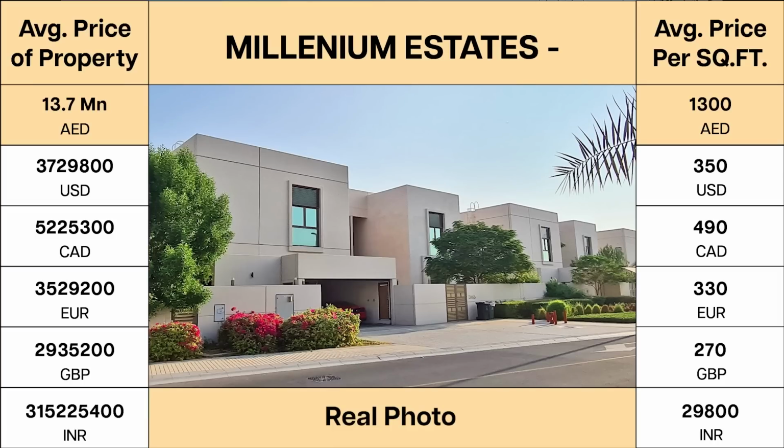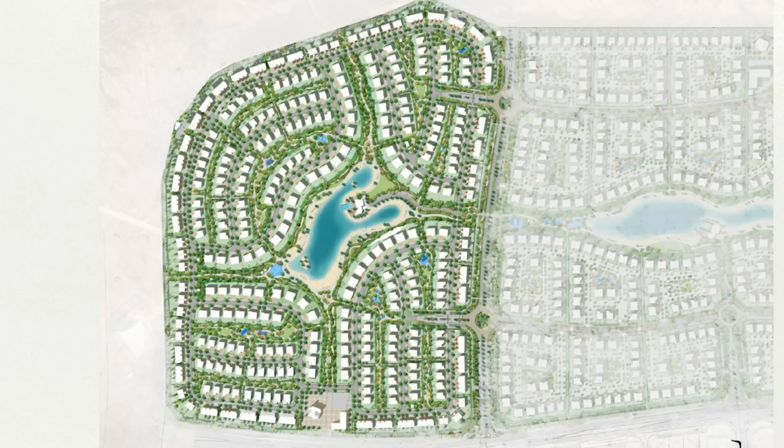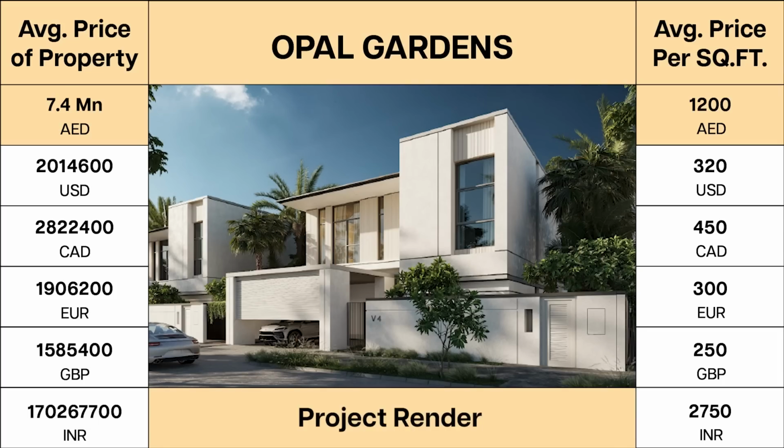It consists of luxury villas with an average price per square foot of 1,300 and an average villa costing 13.7 million dirhams. Another community in the District 11 area is Opal Gardens by Nakheel. It is under construction and offers a variety of options built around a central lagoon. Average price per square foot is just at the market average at the moment, which is 1,200.